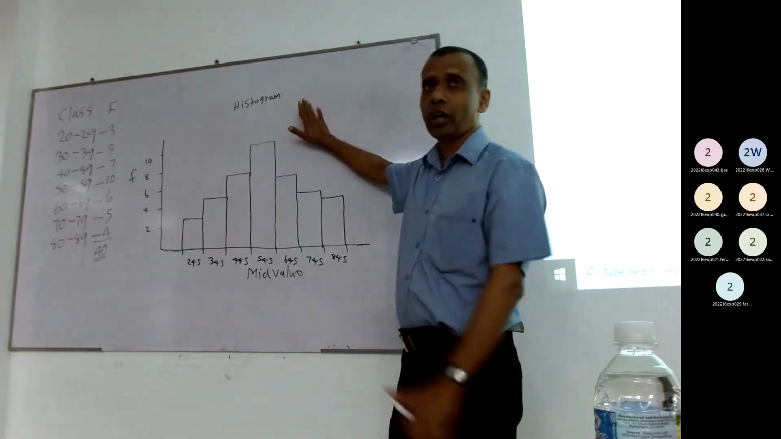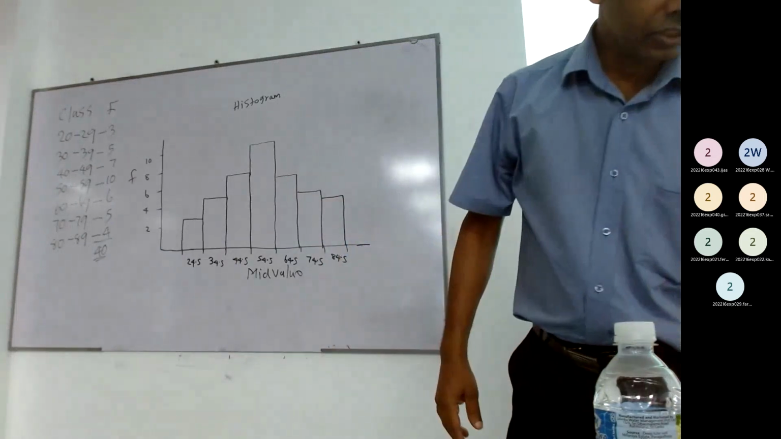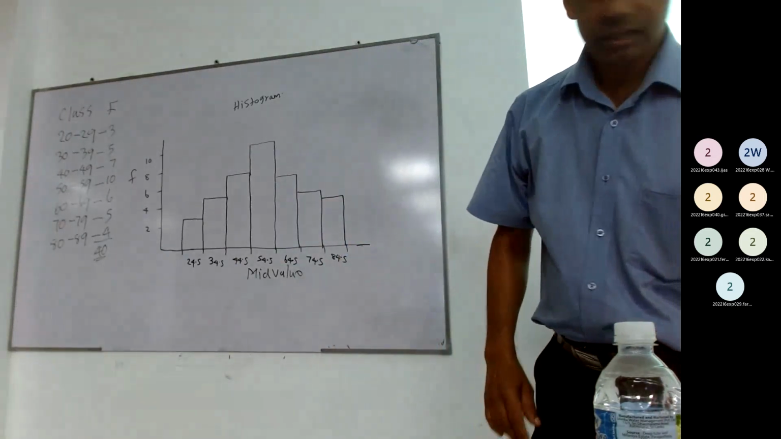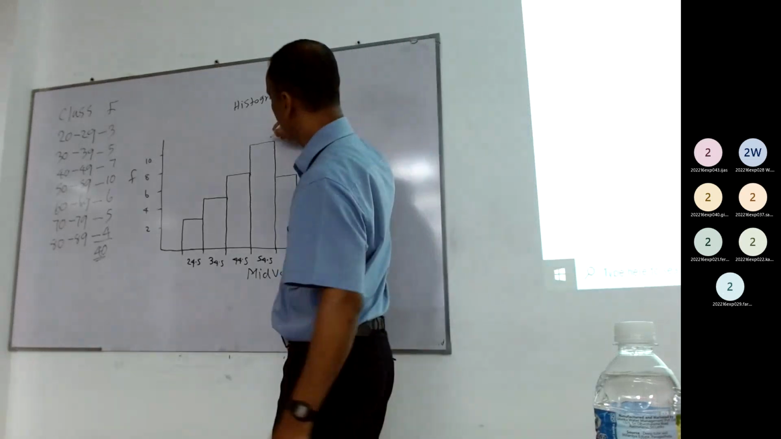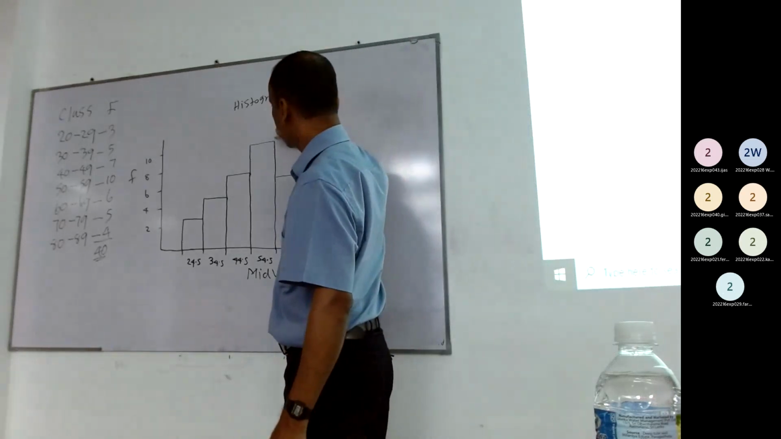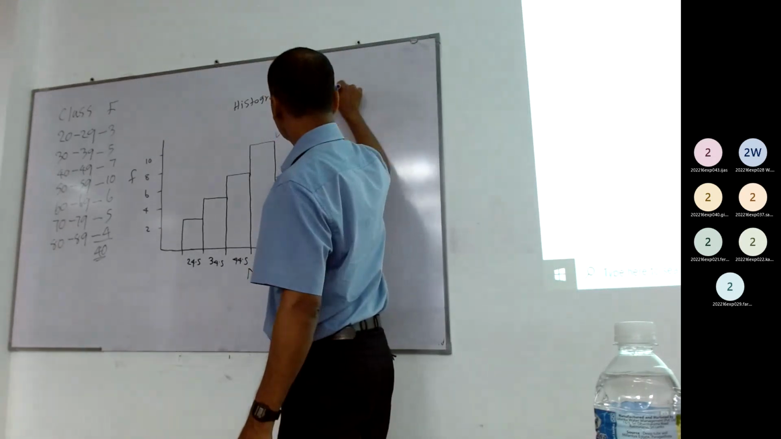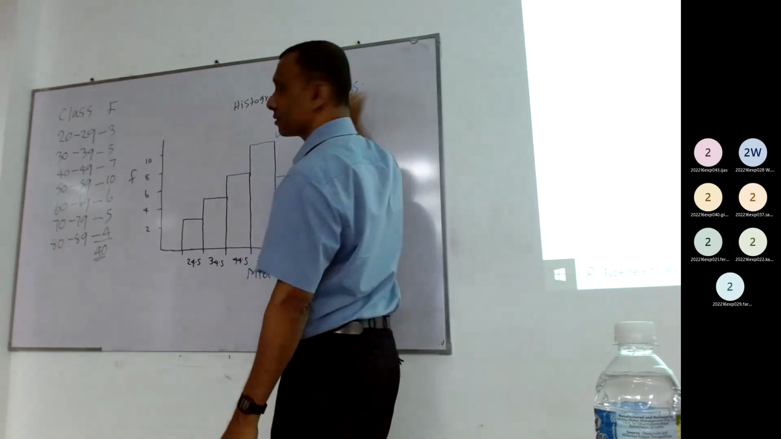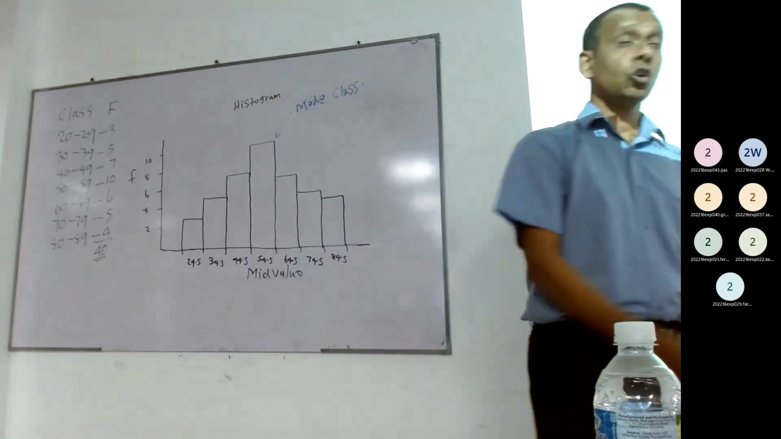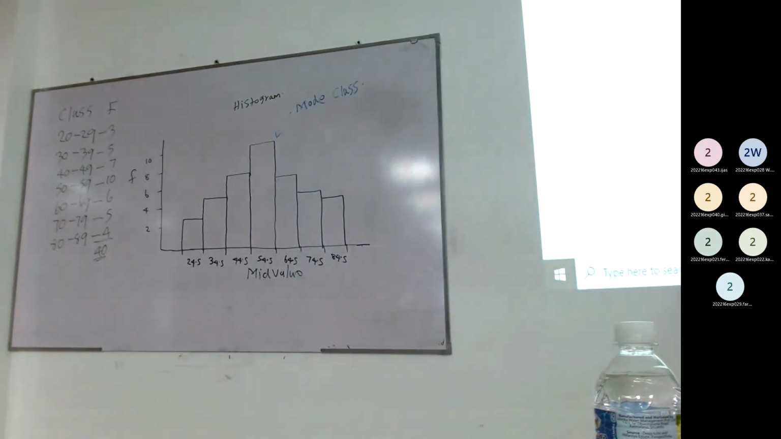Right, so this is histogram. In that histogram, you can see this is the tallest one. It is called mode class. Mode class. The tallest class, highest class is the mode class.